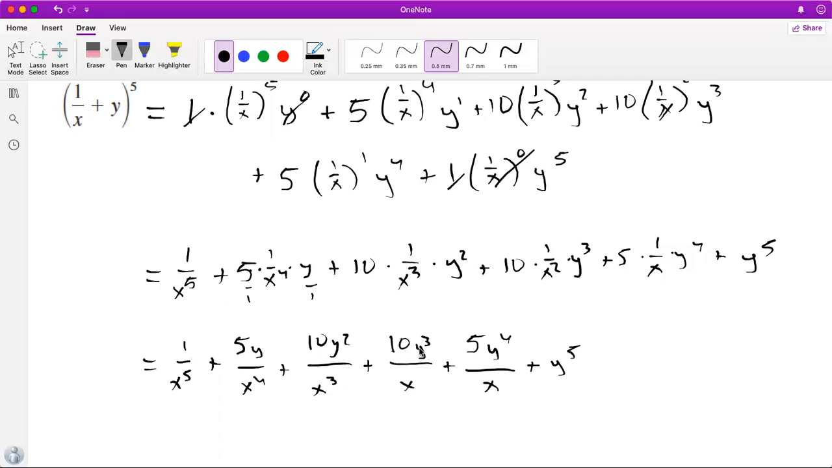But there's a lot of things to notice here, right? You got the powers of x decreasing by 1, which you expected. Powers of y increasing by 1, which you also expected. The coefficients, in this case, show up exactly as they do in the triangle, 1, 5, 10, 10, 5, 1. And that's because there's no coefficients on either 1 over x or y.